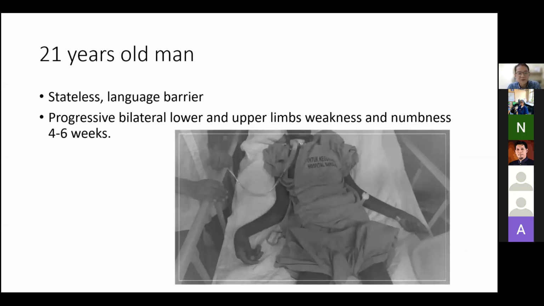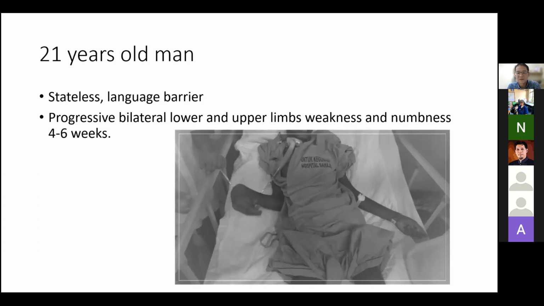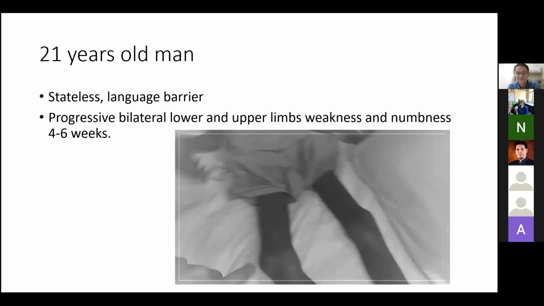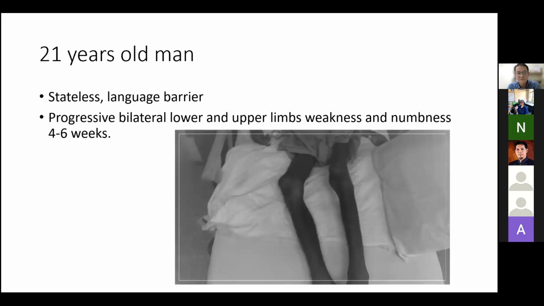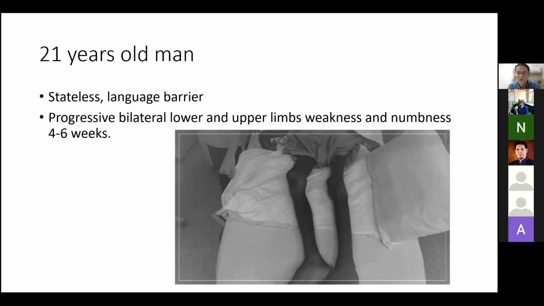Next case, a 21 year old man, stateless, with a language barrier, so we can't even figure out what he is saying. He came to you with progressive bilateral lower limb and upper limb weakness and numbness. You can see from here, very weak, couldn't move. 4 to 6 weeks of weakness and numbness. So is this GBS or is this not GBS?